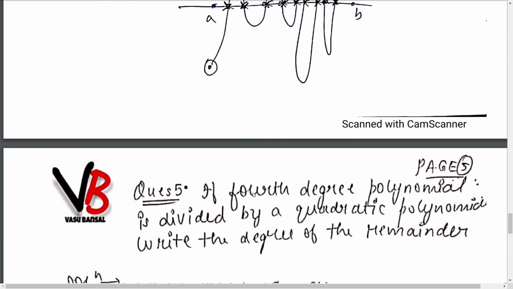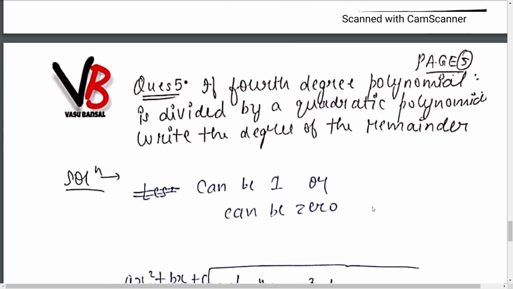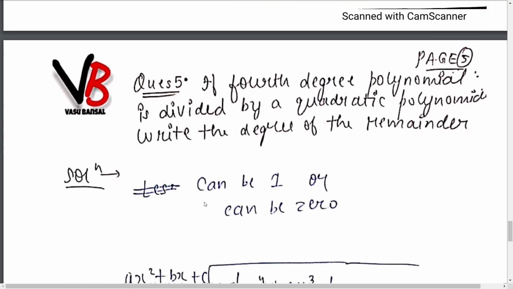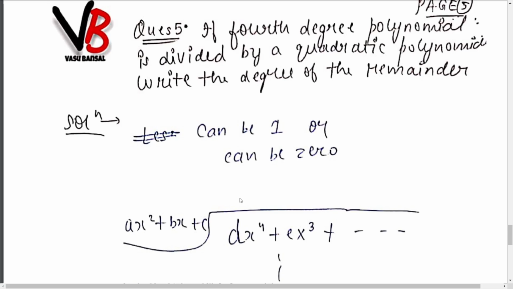This is a very easy question. In this question, it's given that if a fourth degree polynomial, meaning a biquadratic polynomial, is divided by a quadratic polynomial, then write the degree of the remainder. So generally, students answer that the degree of the remainder will be 1. But the degree of the remainder can be 1, or it can be 0 as well. This is the correct answer. So I'll explain to you.